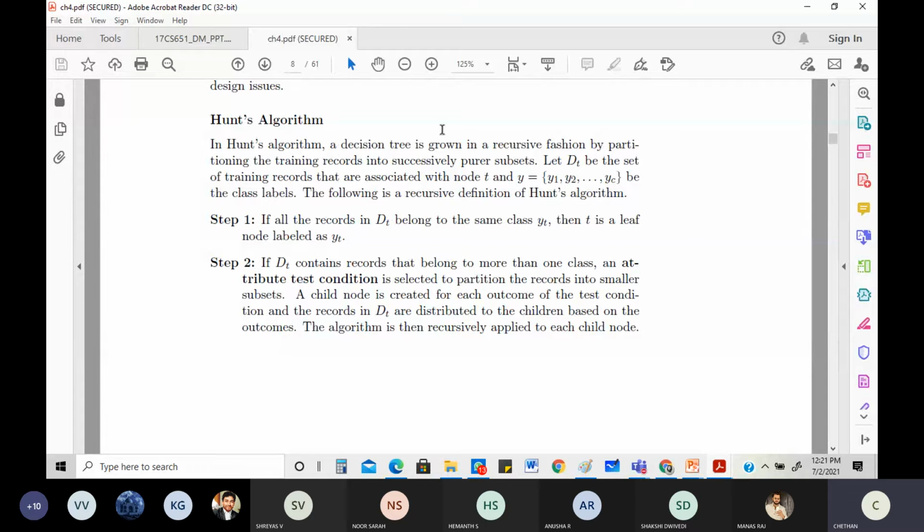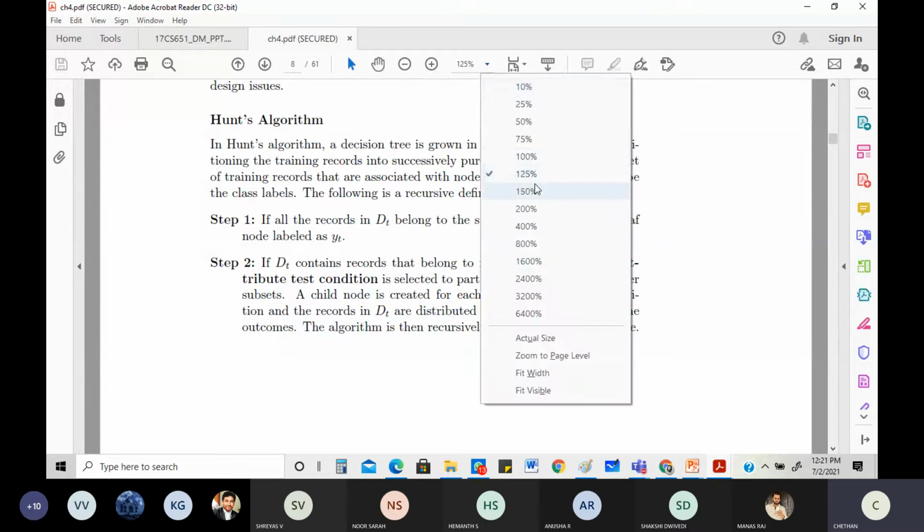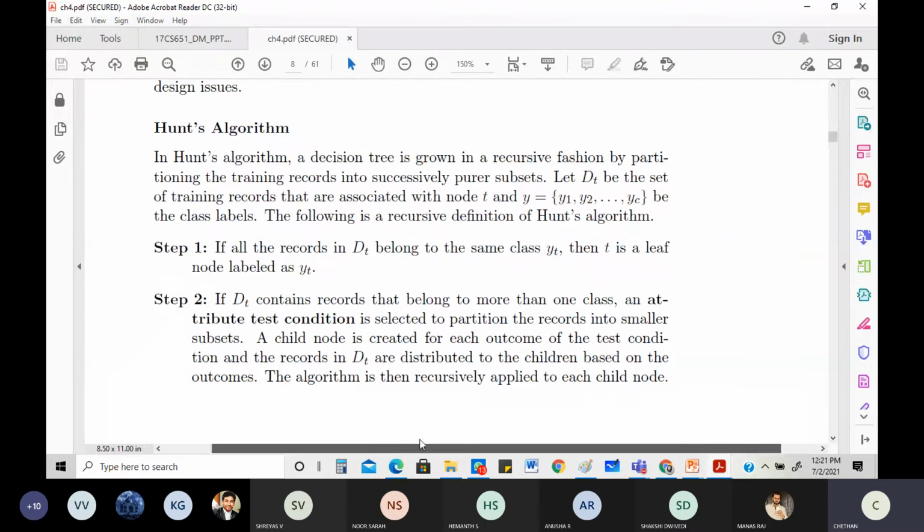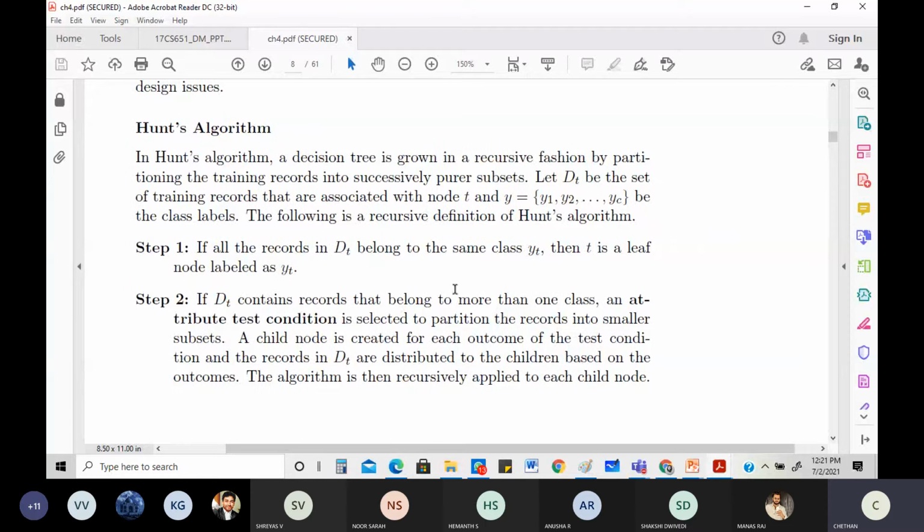So with regard to your class, just look into this. If you don't understand, don't worry. We are going to put this algorithm in very simple words which you people will understand. So what is the UNS algorithm? It's a decision tree grown recursively. Recursively means you're doing one step after the other, by partitioning the training records into successively purer subsets.